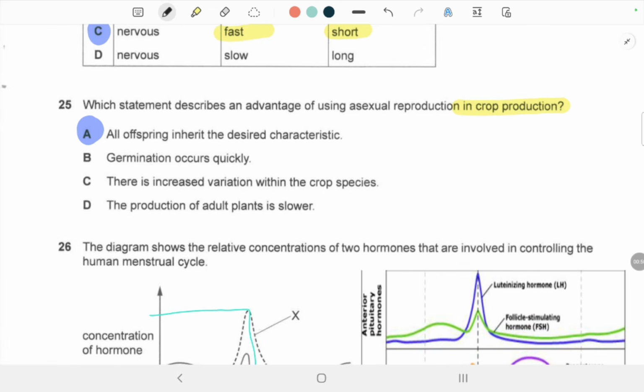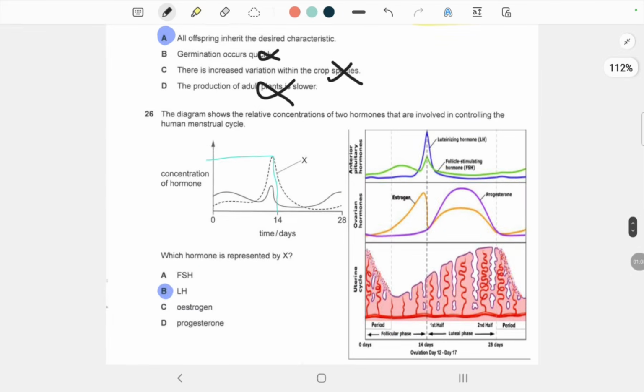Sexual reproduction does not have anything to do with germination, because germination relies on suitable temperature, water and oxygen. So it does not have anything to do with it. There is an increased variation? No, this is sexual reproduction, not asexual. The production of adult plants is slower? Also no.